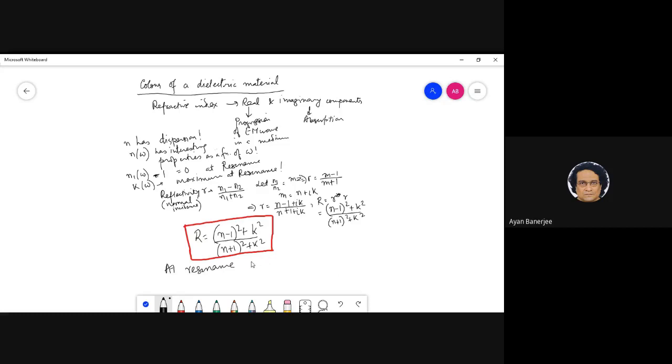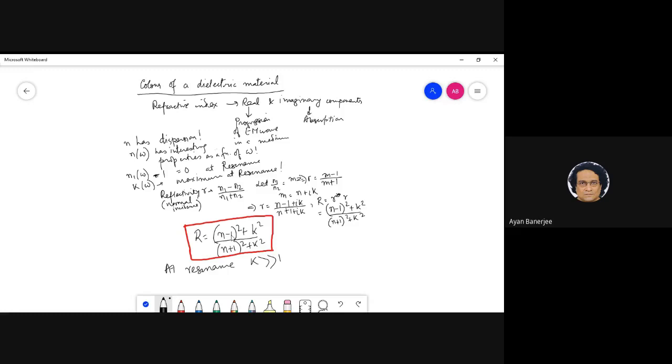So then at resonance, k is very large, right? You can say that k is very large, much larger than 1. Let us see. It's very large. Okay, so that means, and by the way, what is n minus 1 at resonance?